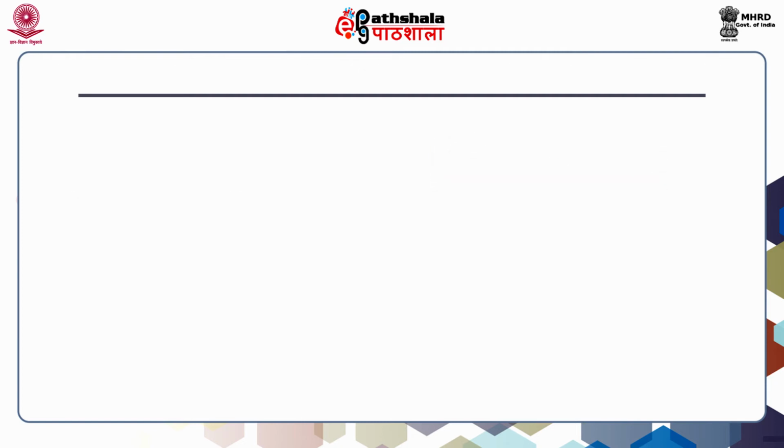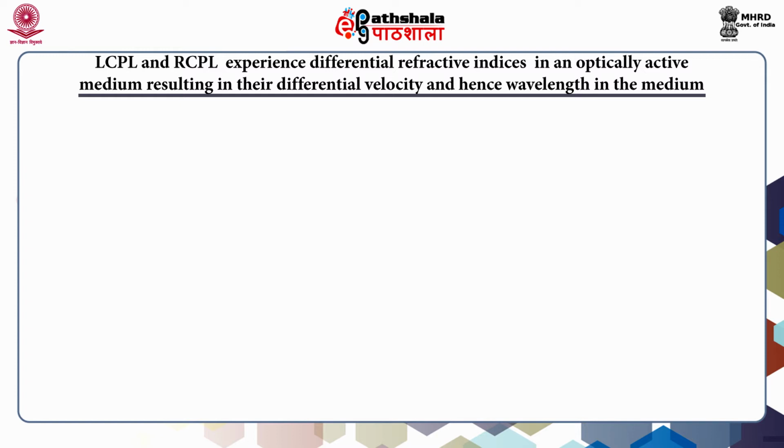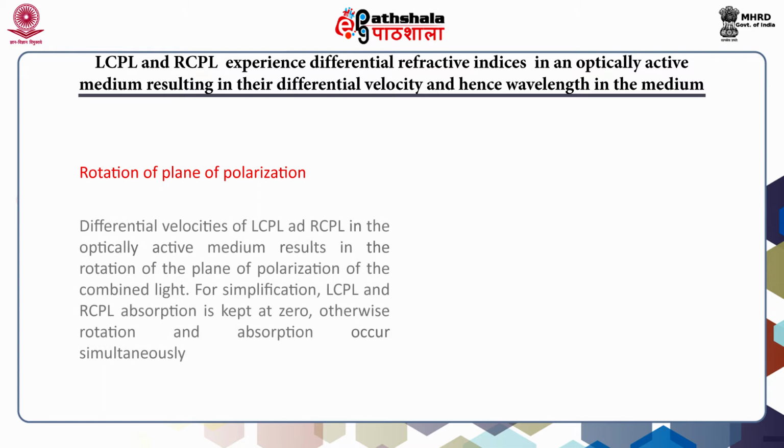Now we will allow these two lights to pass through an optically active medium to see how they interact with it. LCPL and RCPL experience differential refractive indices in an optically active medium, resulting in their differential velocity and hence wavelength in the medium. So this results in a rotation of the plane of polarization. Differential velocities of LCPL and RCPL in an optically active medium result in the rotation of the plane of polarization of the combined light. So that is what we discussed earlier also.